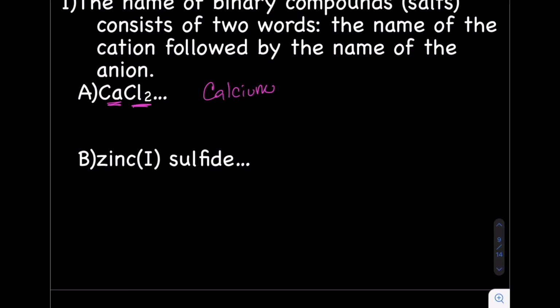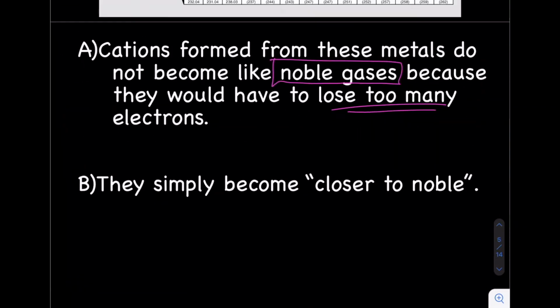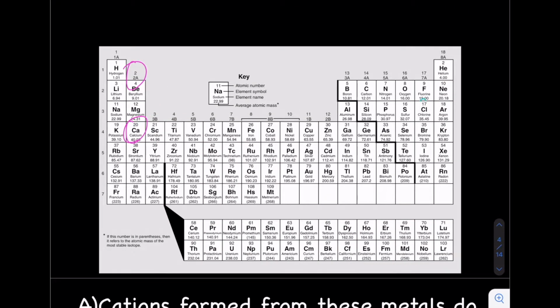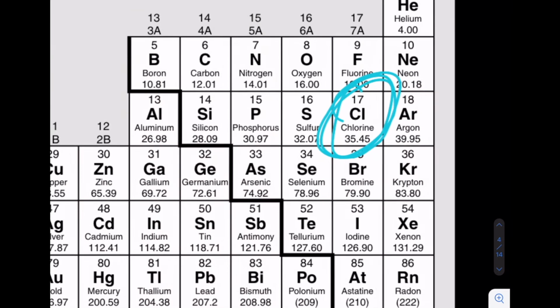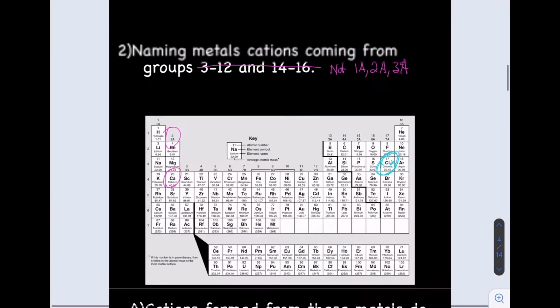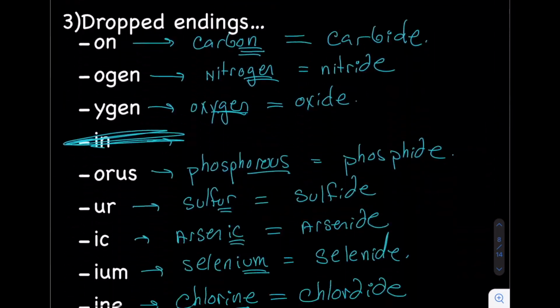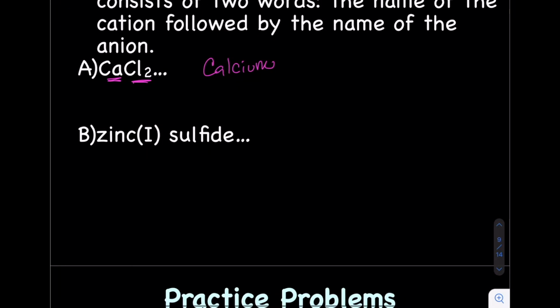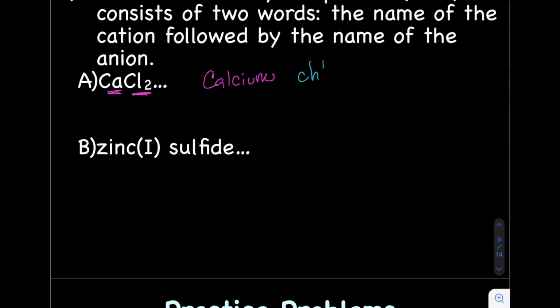And Cl is our nonmetal. Cl is right here. He is chlorine. We're going to drop the ending and add IDE. So this is calcium chloride.